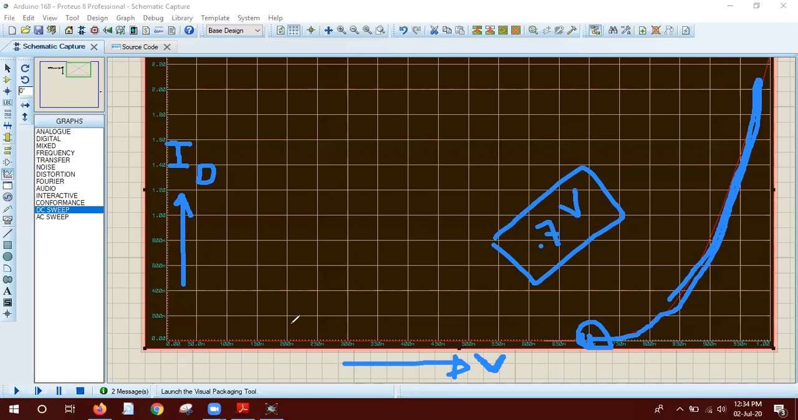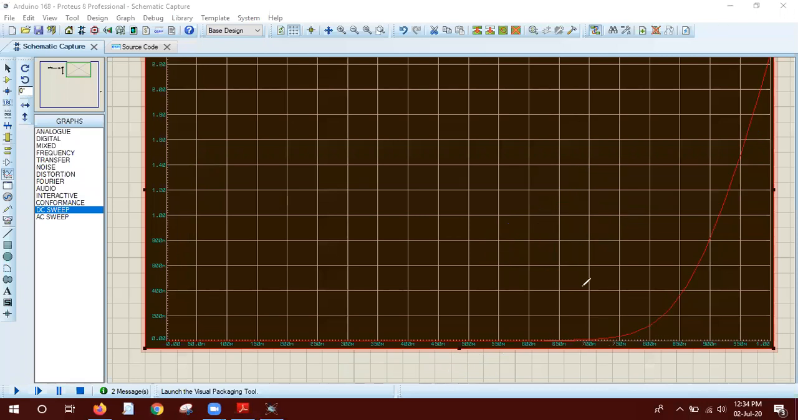So you try at your home also, those who have the opportunity. But those who do not have the opportunity, what can I do? I can just tell you to see my video again and again. That is the facility I have. You see that point, this is the 0.7 volt. From 0.7 volt, we can see that the current is rising.